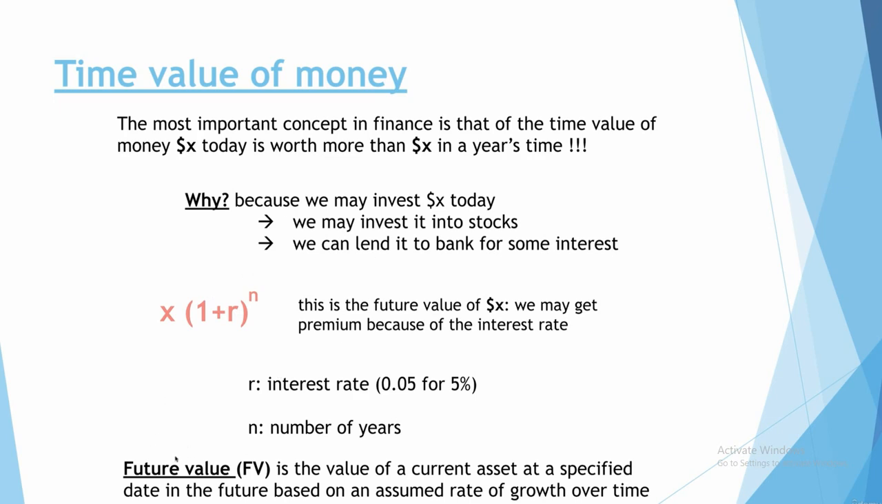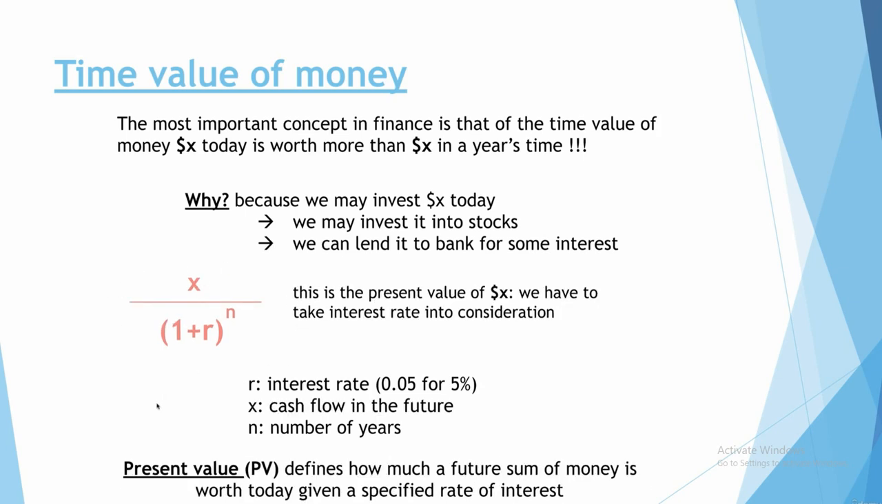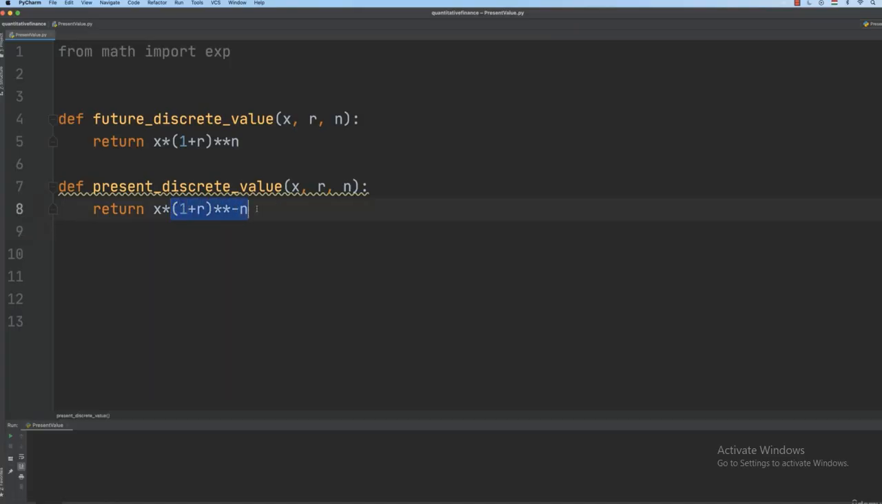If we want to calculate the future value of an actual cash flow, then we have to use something like this. If we want to calculate the present value of a cash flow in the future, where x is the cash flow in the future in this case, then we have to use something like this. As you can see, we have to divide x by (1 plus r) to the power of n, and this is exactly what's happening here.